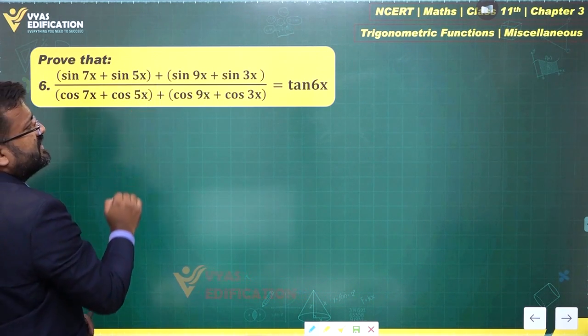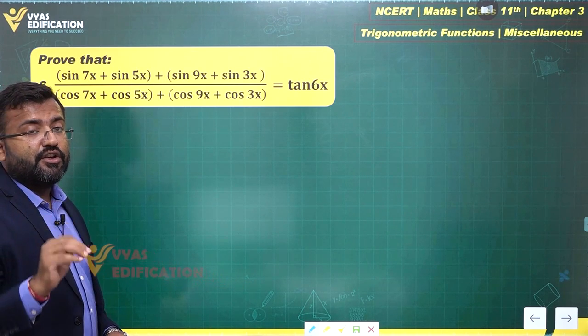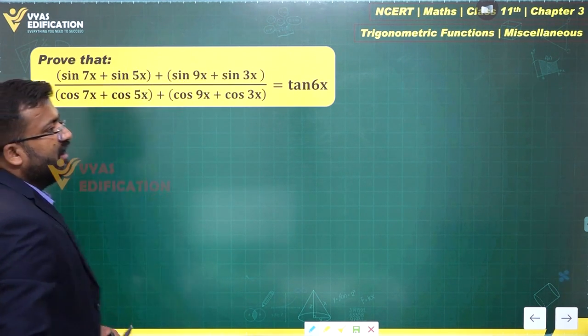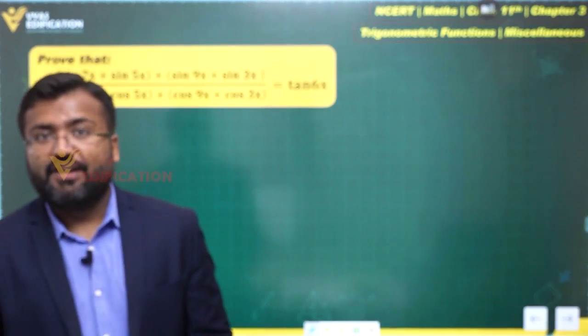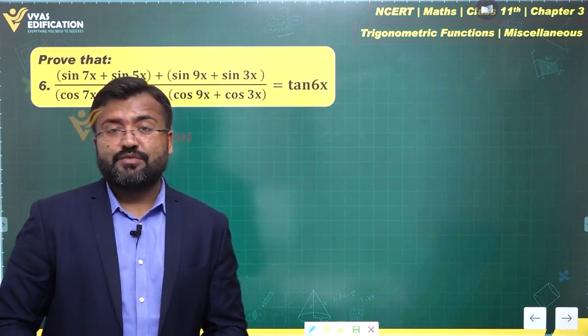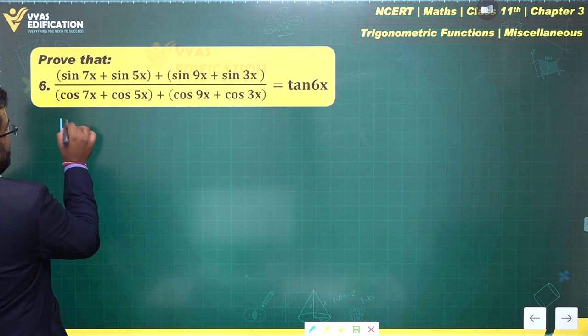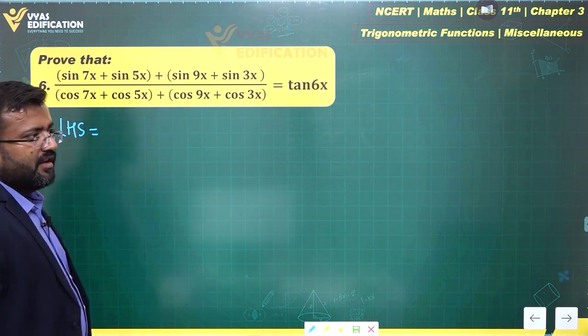Instead of having these huge terms, 4 terms in the numerator and 4 terms in the denominator, we'll have 2 terms in the numerator and 2 terms in the denominator. Further, we may be able to apply a transformation formula on the remaining as well, right? Who knows? Let's try to approach the LHS using that idea.